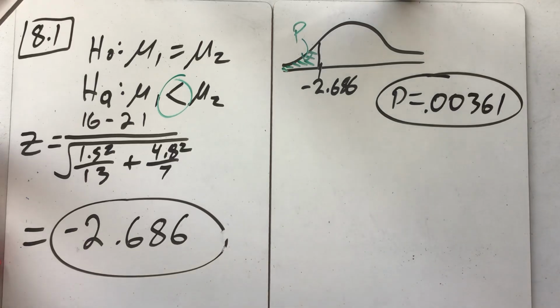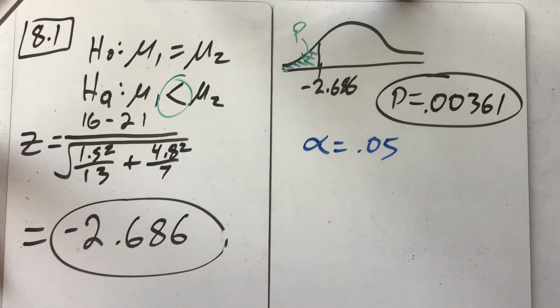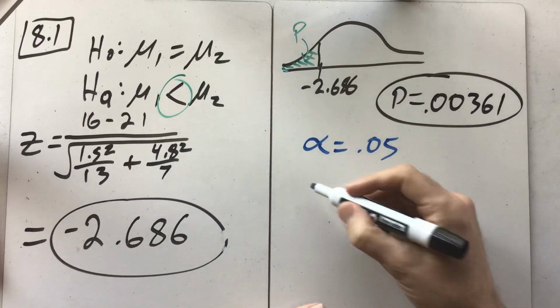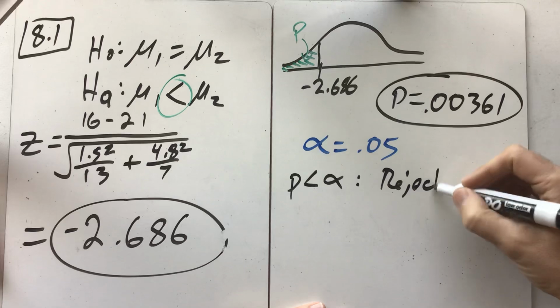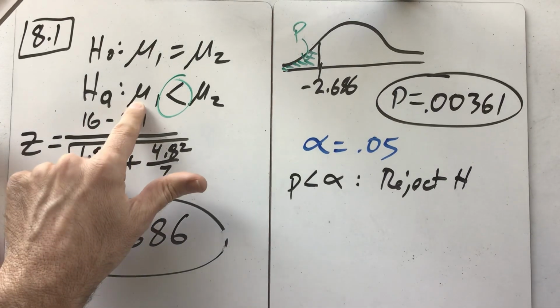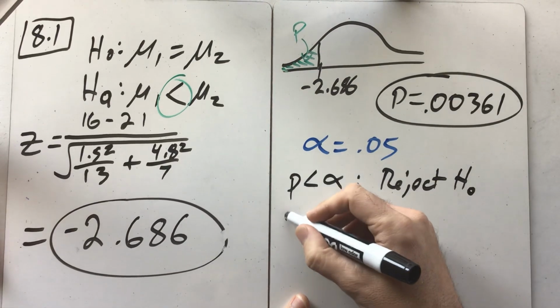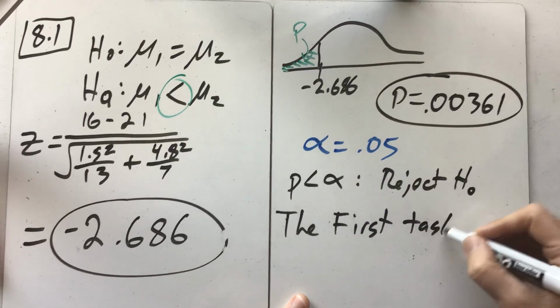And now all I have to do is make a conclusion. My conclusion was to compare it to alpha equal to 0.05. When we compare to alpha equal 0.05, we notice that p is smaller than that, so p is less than alpha. What does that mean? That means we reject H naught. Our H naught was that the two averages were the same. We're going to say they're not the same. In fact, the first task takes less time than the second task. So we reject H naught. This means the first task takes less time.